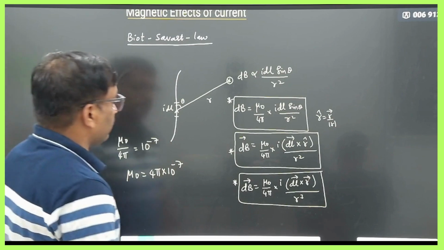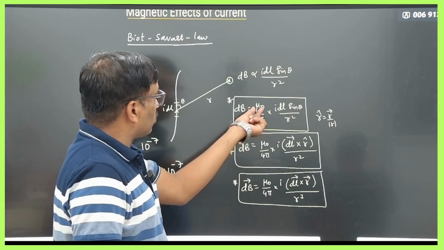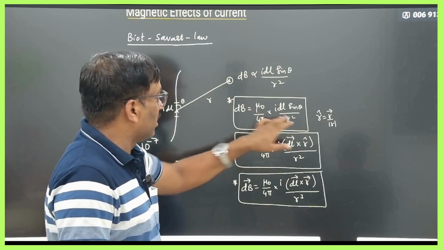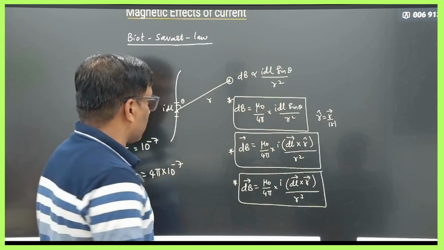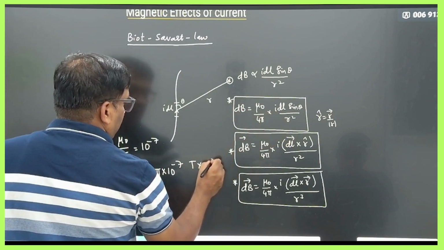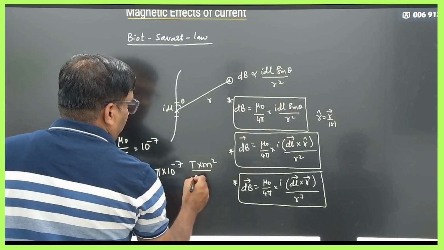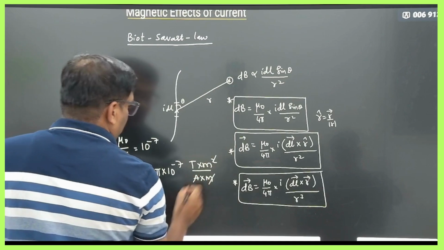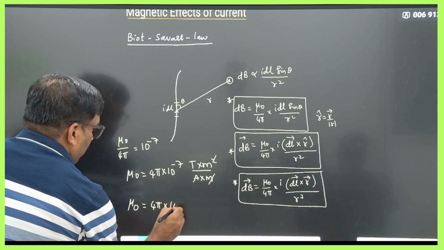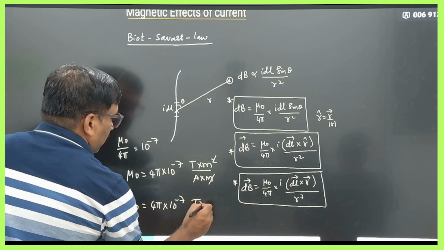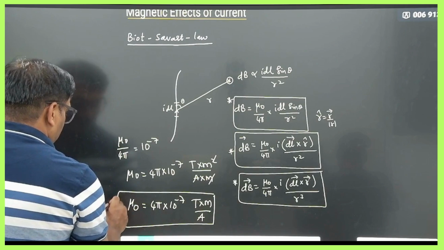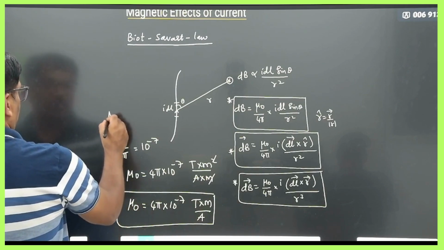What is the unit now? You can write down B. So mu naught by 4 pi dB is nothing but the magnetic field measured in Tesla, into R square by current, that is Tesla into meter square divided by ampere into meter. So we can write the mu naught value as 4 pi into 10 to the power of minus 7 Tesla meter by ampere. This is the SI unit of our absolute permeability.